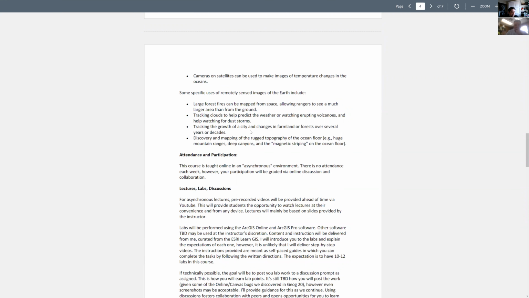Tracking cities, changes, farmlands, forest. Imagery provides us the opportunity to capture vast areas compared to ground-based work. The amount of ground-based work it would take to capture, say, thousands of acres can be done in an airplane in a matter of hours. So these are the types of advantages, right? Mapping mountain ranges, canyons, ocean floors. We've talked about topography. We're going to get into a lot of elevation models in this class.